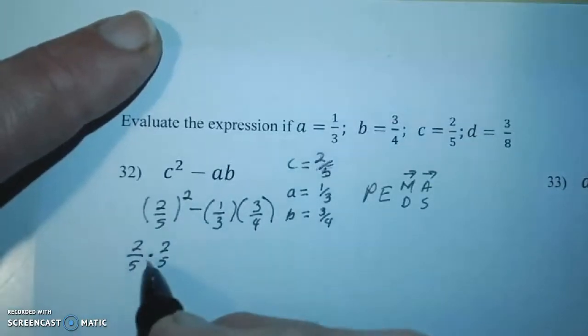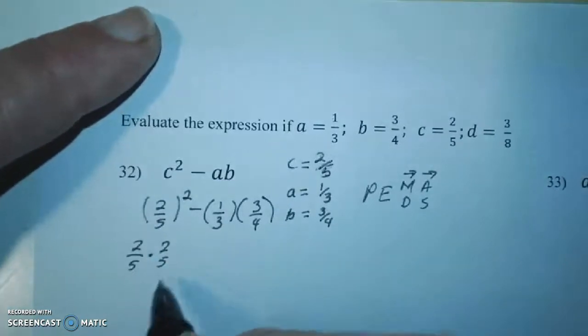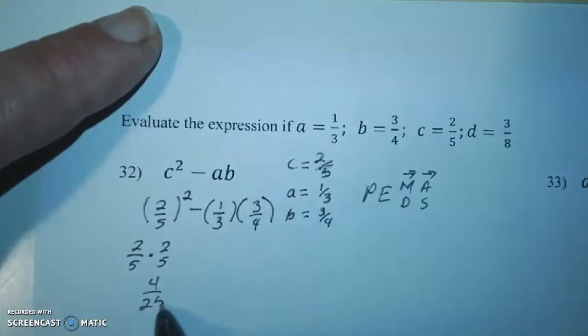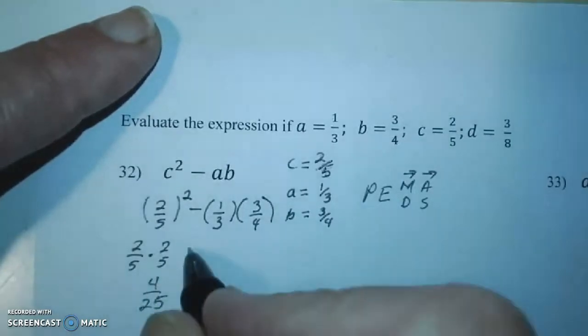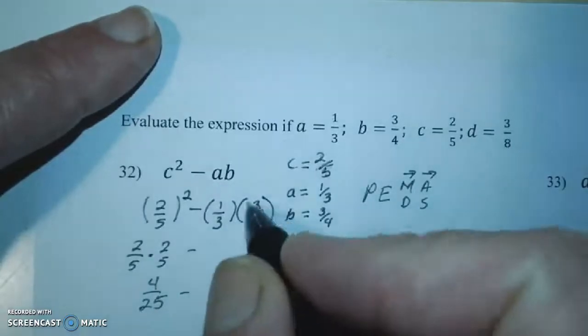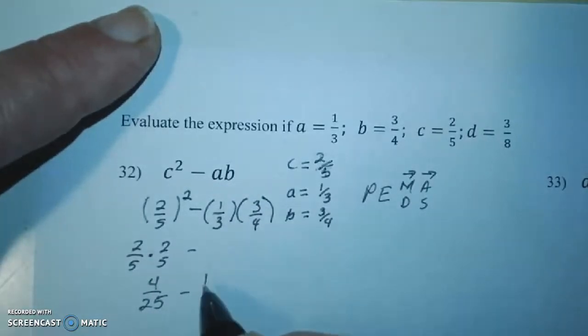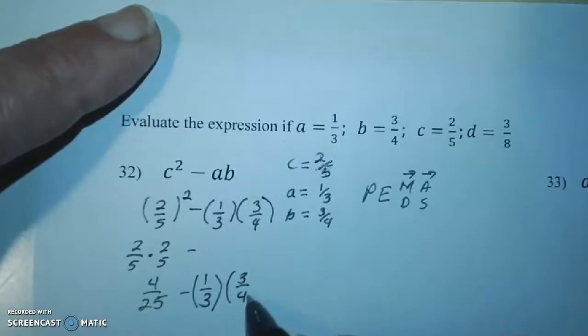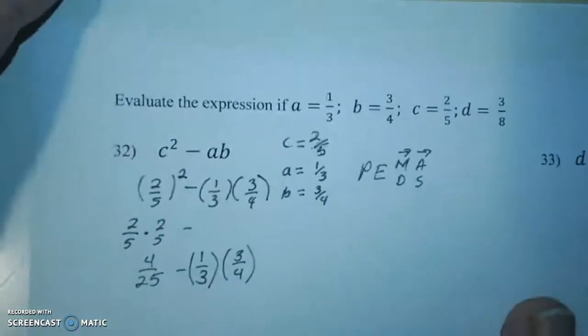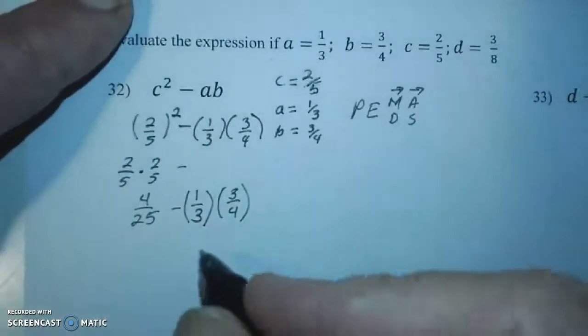To multiply fractions, you just multiply numerator times numerator, denominator times denominator. So this is going to be 4/25. There is nothing to reduce. I'm going to go ahead and drop the parentheses. I'm going to bring the rest of the problem down now. The nice thing about putting them in parentheses is that you recognize AB means A times B.